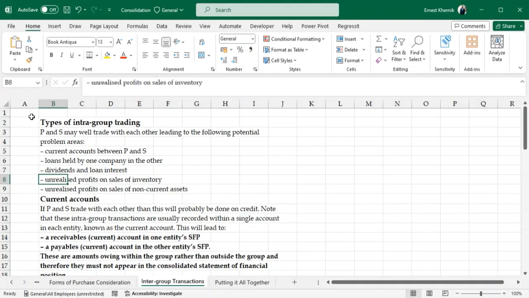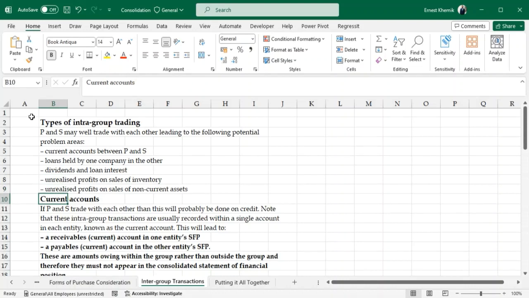You might sell inventory to a group member at a profit, and at the end of the year that inventory has not been sold, so there will be an unrealized profit element on that unsold inventory. And there can also be issues of non-current assets, where non-current assets might be sold or transferred to a group member. That will also give rise to unrealized profit because the transfer will be made at cost plus profit. So that is the basic idea of intra-group trading.